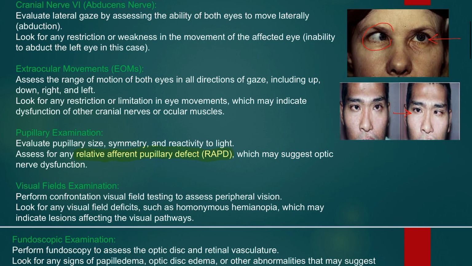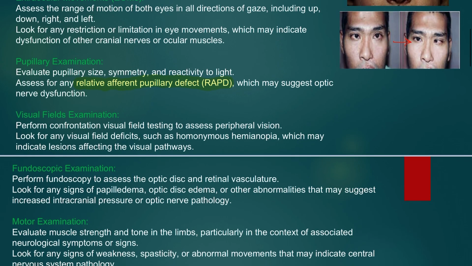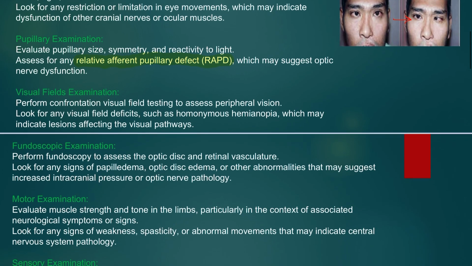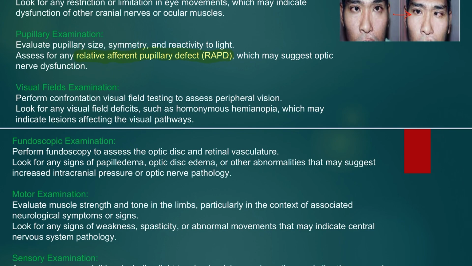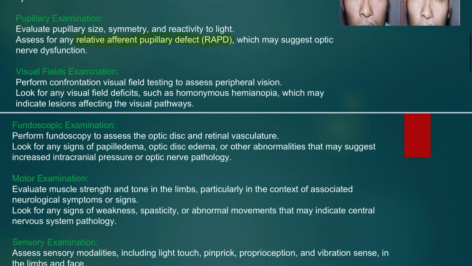You're going to proceed with the pupillary examination as well, because we want to evaluate pupillary size, symmetry and reactivity to light, and also assess for a relative afferent pupillary defect, which may suggest optic nerve dysfunction. You'll do the complete cranial nerve examination, so look at the visual fields as well. We perform confrontation visual field testing to assess peripheral vision, and look for any visual field deficits such as homonymous hemianopia, which may indicate lesions affecting the visual pathway.